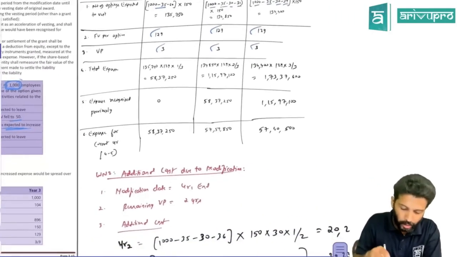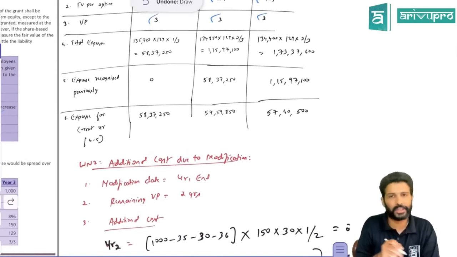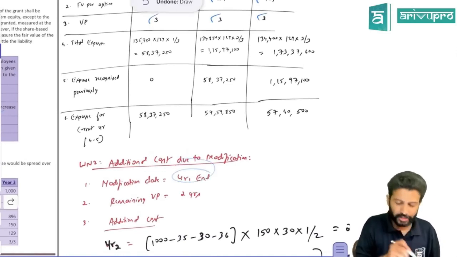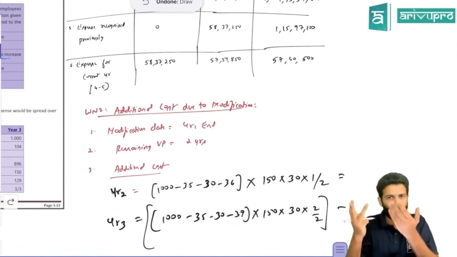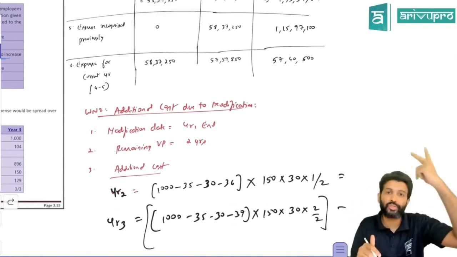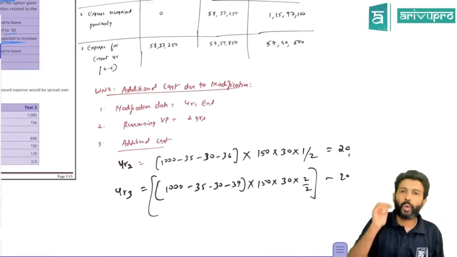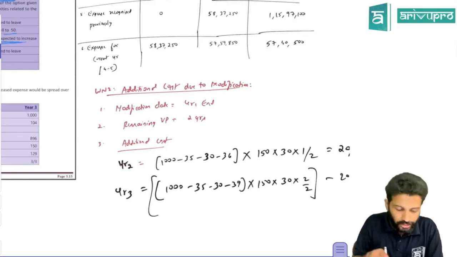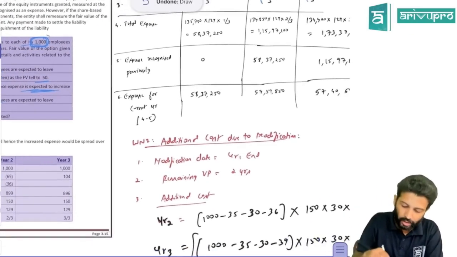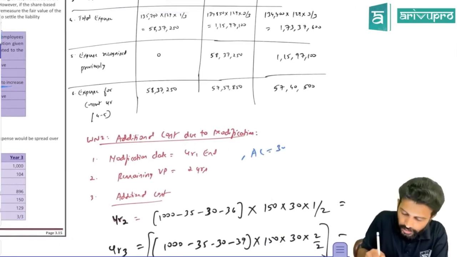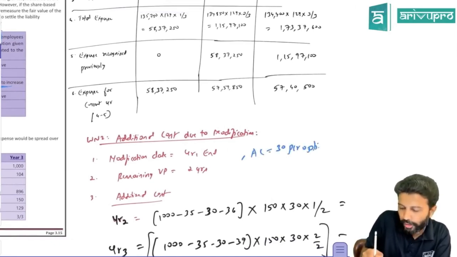So now let's put up the additional cost due to modification data. When did you do modification? Year 1 ending. The original vesting period was 3 years, 1 is already over, so the remaining vesting period is 2 years. Now what is the additional cost? The additional cost is 30 per option. For one option, the additional cost is 30. That means we want to know how many options will get vested.